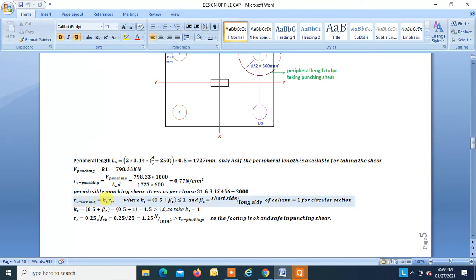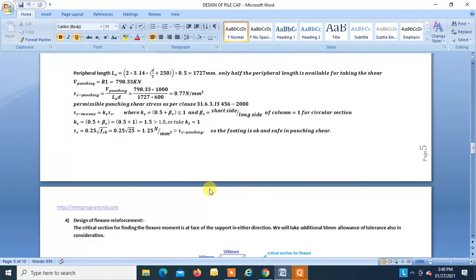Tau c 2a is Ks into tau c. Ks is equal to 0.5 into beta c. Beta c for a circular section is taken as 1. So Ks is equal to 1.5, which is greater than 1. So Ks we will be taking as 1, because Ks cannot be greater than 1, right? So Ks is 1. Now tau c we know is 0.25 into under root fck. Fck for piles is 25, so this is equal to 1.25. Now tau v is 0.77, which is less than 1.25, so the section is found to be okay.